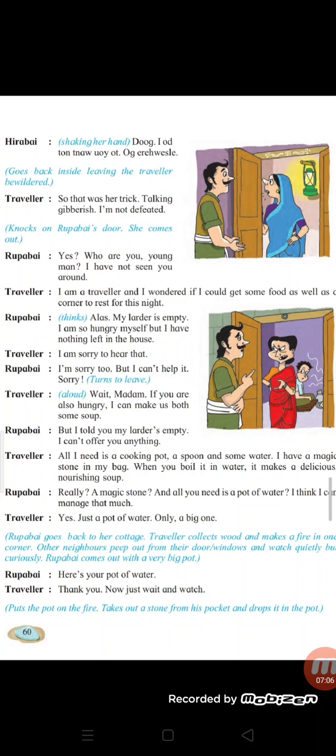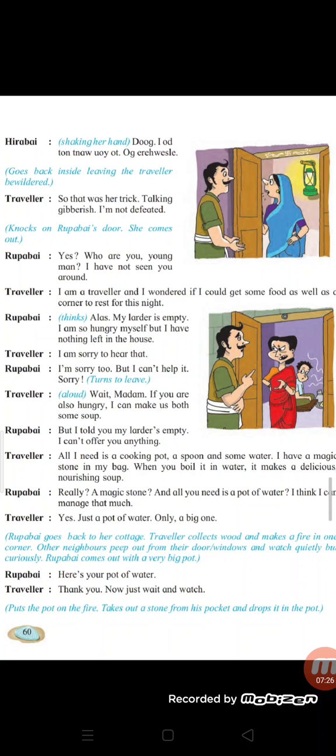See madam, I am a traveler. I came from far away and I'm feeling very hungry. Could I get some food and a corner to rest for this night? At least for this night, can I get some place to rest? So what does Rupabai tell? She is thinking.